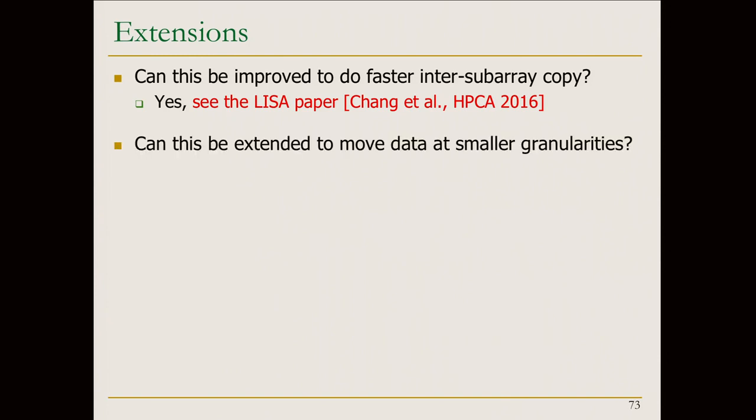Okay, can this be extended to move data at smaller granularities? I don't know if there's a solution to this. So the granularity right now is the row granularity, right? It could be 4 kilobytes, 8 kilobytes. Actually, now you're dependent on the granularity of the hardware, which is not necessarily good. The paper has a discussion about that. But can we somehow make this smaller granularity? If you want to move 100 bytes, can we do that as fast as RowClone proposes?